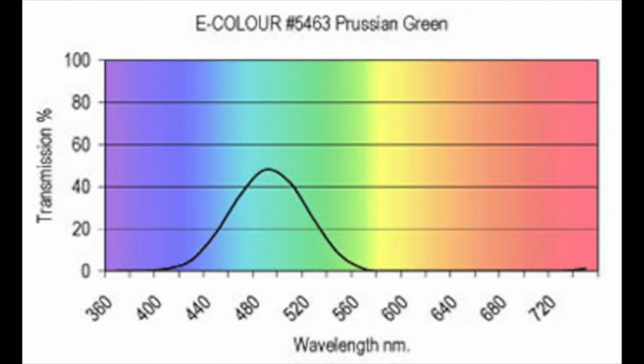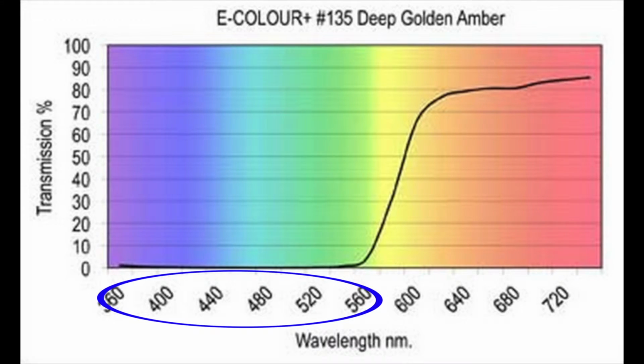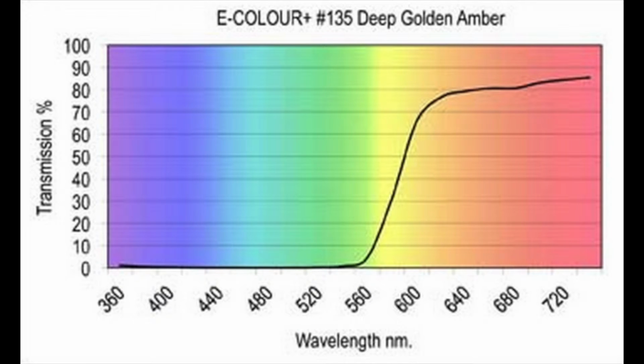and looks bluish-green. For example, if we look at the deep golden amber graph, we have zero or low transmittance from 350 to 550 nanometers. This means purples, blues, greens, and some yellows will be absorbed and blocked. From 550 to 750 nanometers, we have high transmittance numbers, meaning oranges and reds will transmit and be visible.